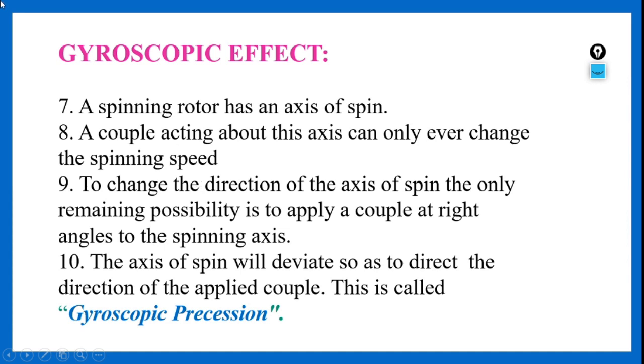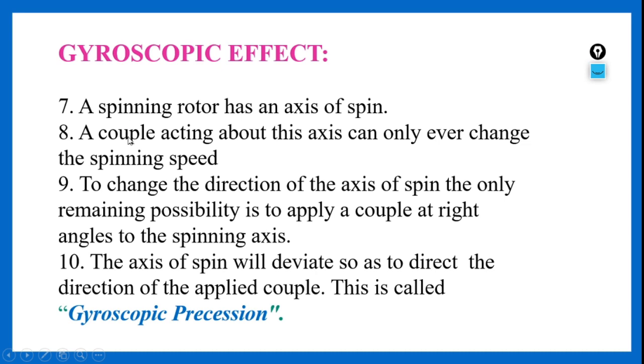So now comes the gyroscopic effect. First let us know what is a gyroscope. A gyroscope is nothing but, if the fixed point about which a symmetrical body is spinning about its axis coincides with the center of gravity of the body, it is called a gyroscope. So a gyroscope is a device which is characterized by its greater stability of axis of rotation.